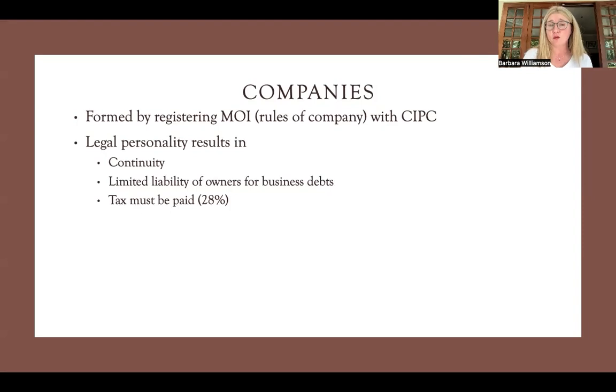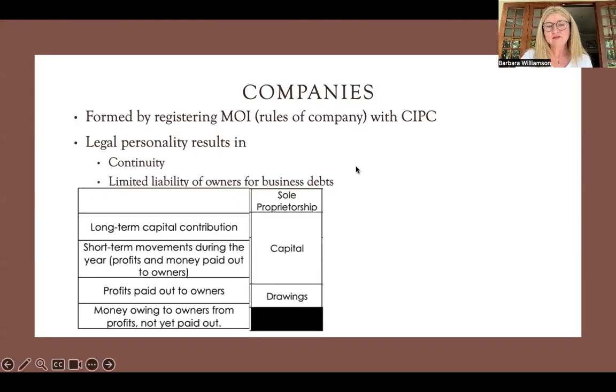Unlike in a sole trader or partnership, where there's not a distinct line between the owner and the business, and so legally the owner is responsible for all the business debts, even in their own personal capacity. As a result of having its own legal personality, it also means that suddenly SARS can see the business and goes, you've got to pay tax. So currently, yes, the company tax rate is 28%, and companies do have to pay tax, which is why you'll see tax at the bottom of your company statement of income.